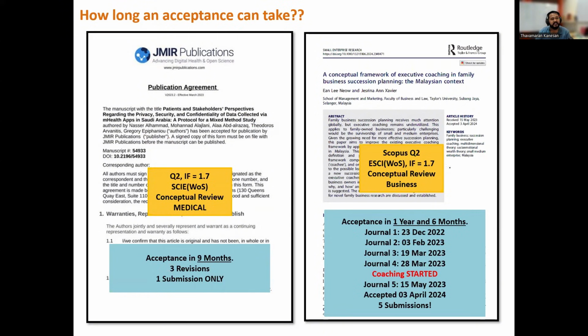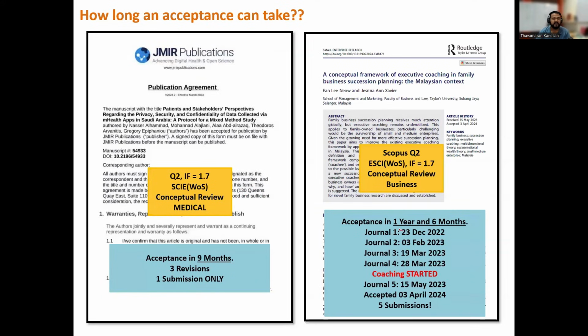And then this one is another good example. Although this one is Q2 Web of Science, this is Q2 Scopus. Scopus is way lower compared to Web of Science. Web of Science is like a Ferrari, Scopus is like a BMW. But if you realize, here is a simple difference: 9 months, and this one is 1 year 6 months. Why Scopus Q2 only? And Web of Science only ESCI, not even SCIE or SSCI. Why did it take so long?